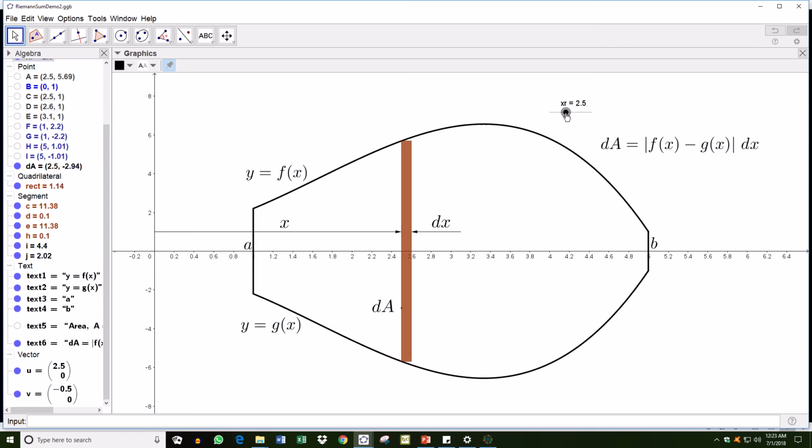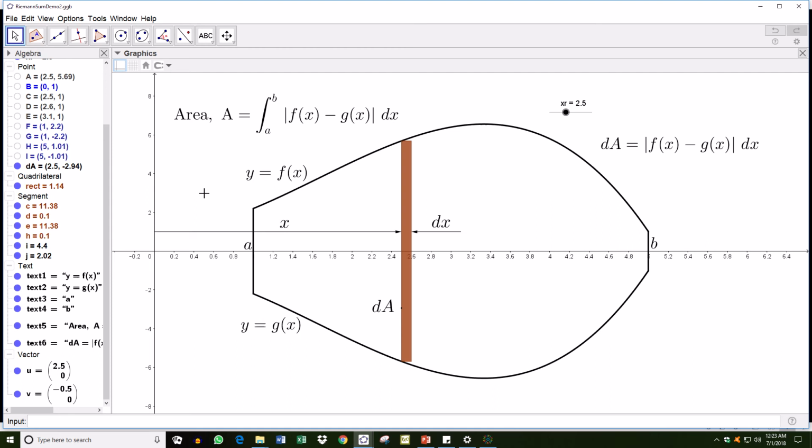Okay? Now, how do you find the actual area of this one? Once you got the differential area, all you need to do is integrate. Integral of dA is A, right? And so to find area A, we integrate dA. That is, we integrate absolute value of f of x minus g of x times dx from a to b. As simple as that.